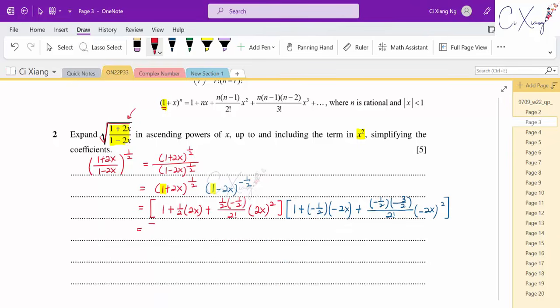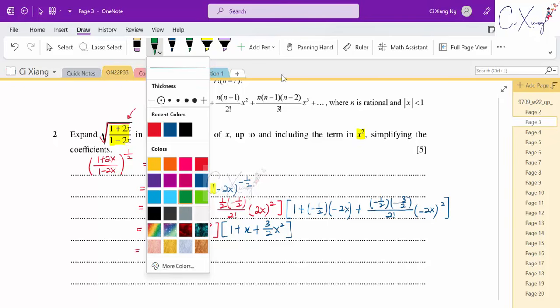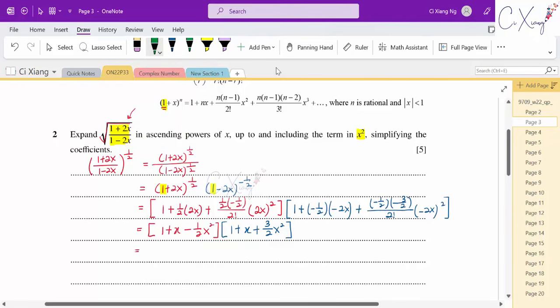Okay, so continuing from here, we try to simplify all the terms. For the red color bracket, I'm having 1 plus x, then minus half x squared. For the blue color part, we are having 1 plus x, then plus 3 over 2 x squared. Okay, then to get the final answer, of course, we need to get all the terms that involve the constant, x power 1 and also x power 2.